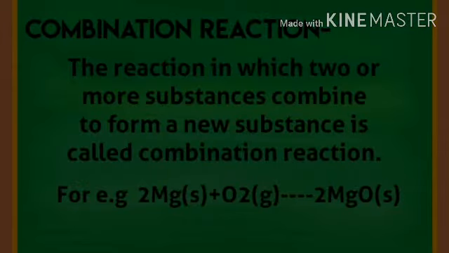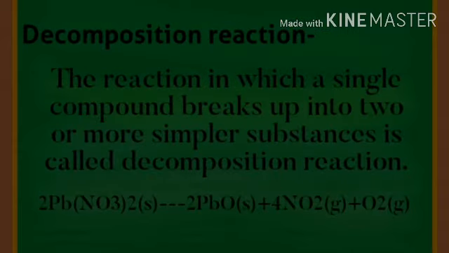Combination reaction. The reaction in which two or more substances combine to form a new substance is called combination reaction. For example, magnesium plus oxygen gives magnesium oxide. Decomposition reaction. The reaction in which a single compound breaks up into two or more simpler substances is called decomposition reaction. For example, lead nitrate breaks down into lead oxide, nitrogen dioxide, and oxygen.